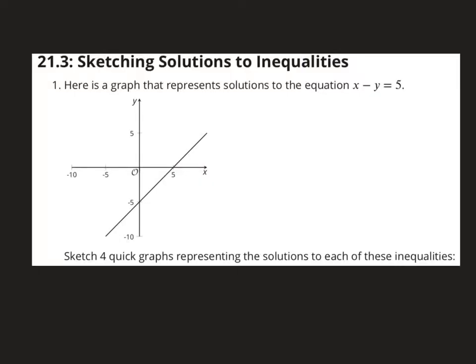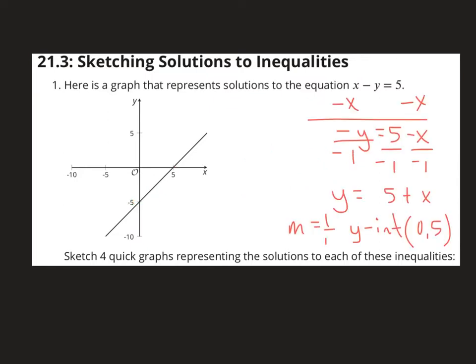So next we have a graph that represents the solutions to an equation. Now remember, the solutions to an equation are just the points that are on the line, right? To be a solution of an equation means it's all the points that are on the line. Okay, so now what you really want to make sure you have in your notes is how to re-express this equation in slope-intercept form.